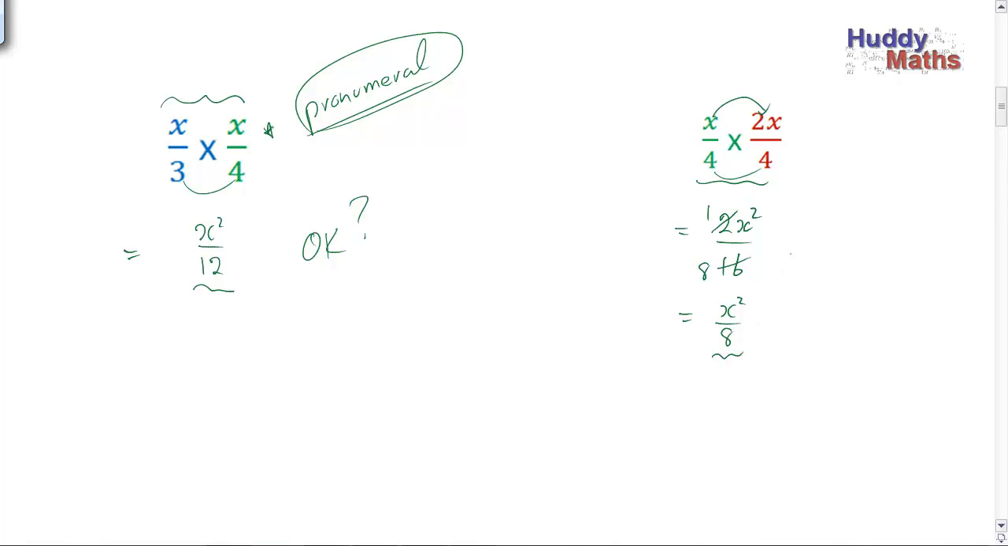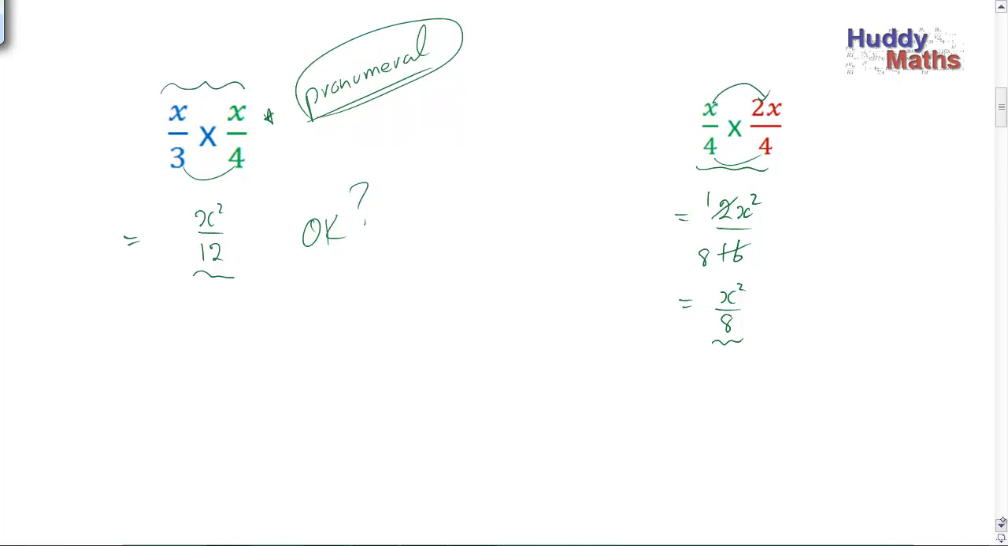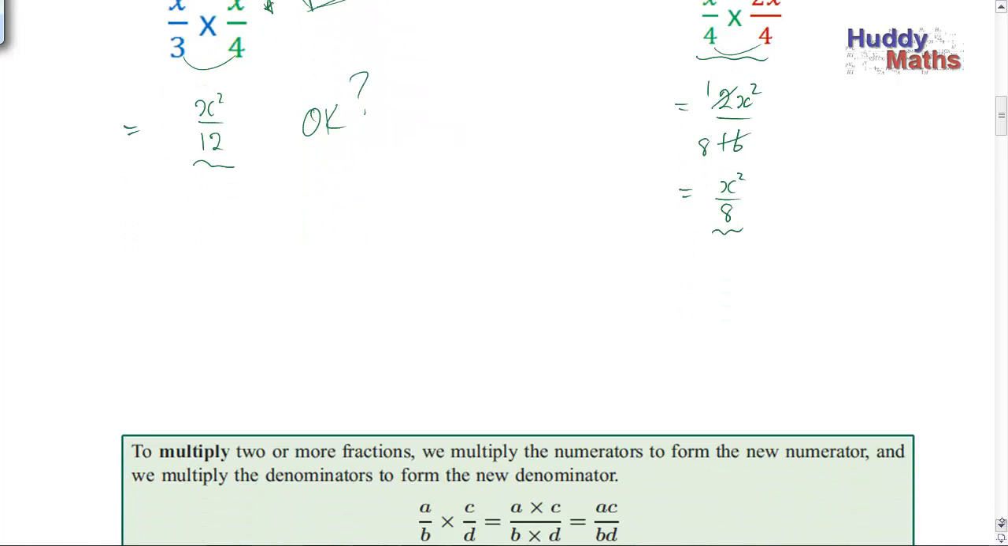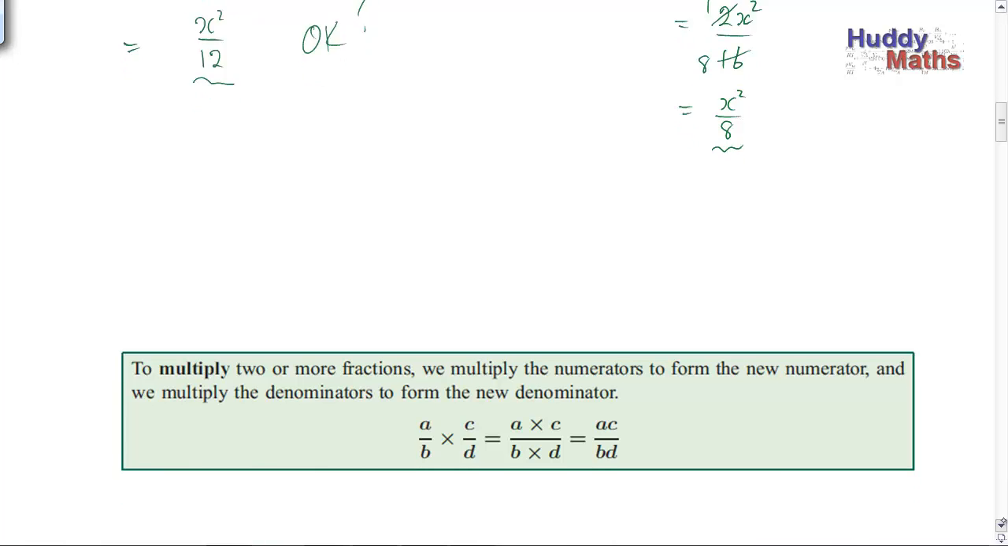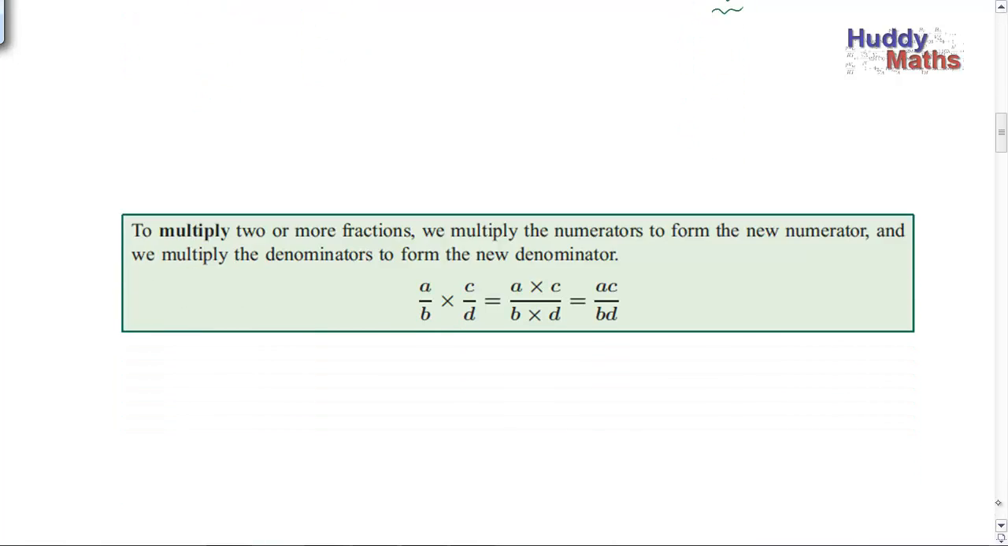Are you getting the hang of it? You don't want to be frightened of algebraic expressions. Don't pick on x. He's a number, and we just want to work with it in the usual way. So come down, and what have we been doing here? Let's summarise it, and you can put this in your notes. To multiply 2 or more fractions, we multiply the numerators. Now hang on, what's that? Numerator's a big name, mate. That's the top line of your fraction. To form the new numerator and multiply the denominators. Denominators is the bottom line of your fraction.